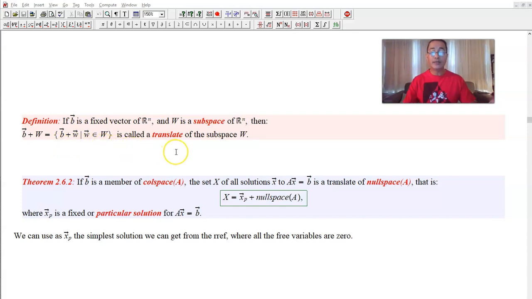So we call this a translate of the subspace W. So our solution space X is a translate of the null space by the particular solution X sub P. Who is this X sub P? Well, we have been asking for the simplest solution to a linear system, and that is where we set all of the free variables equal to 0. So we can use that as our XP when we do our examples.